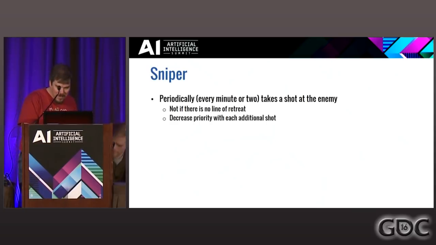All right. And also, with each additional shot, he wants to decrease the priority of taking further shots, because every shot increases the risk that the enemy will figure out where he is.